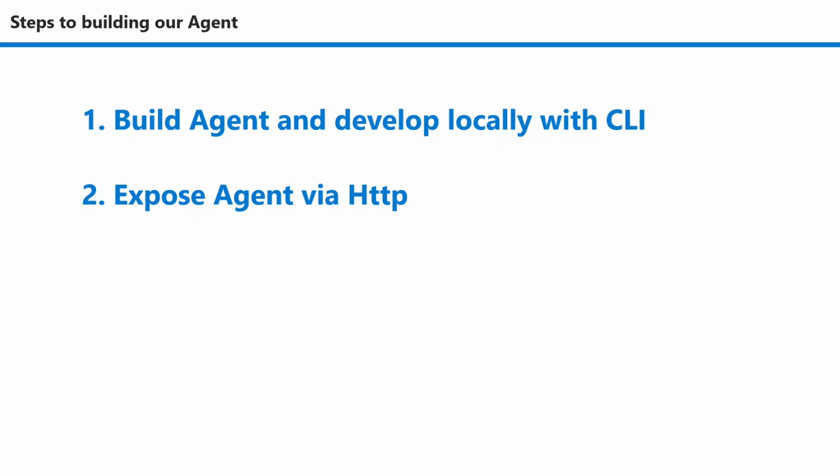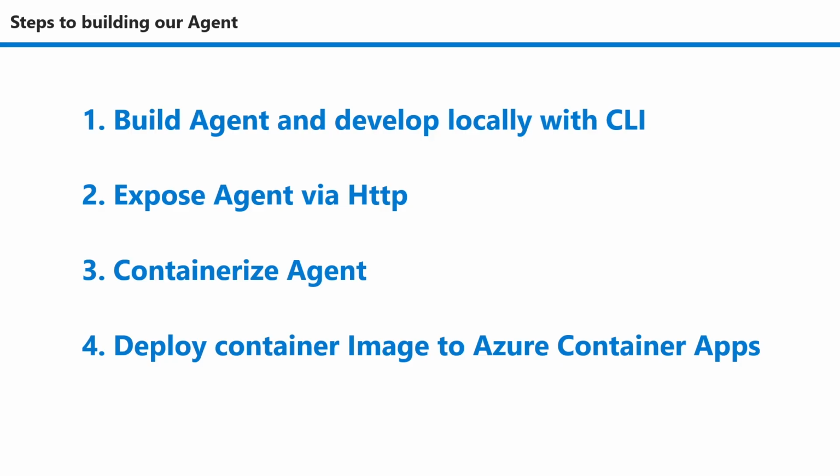When we're ready and like the way it's working, we can expose an HTTP endpoint so that it acts as a backend solution, and a front-end solution can easily call it as the endpoint. Then we'll containerize our agent by building a Docker image that we can then test and see our agent is working properly in a container. And once we like the way it's working in a container, we'll then deploy that container image for our agent to a container registry and then to Azure Container Apps.